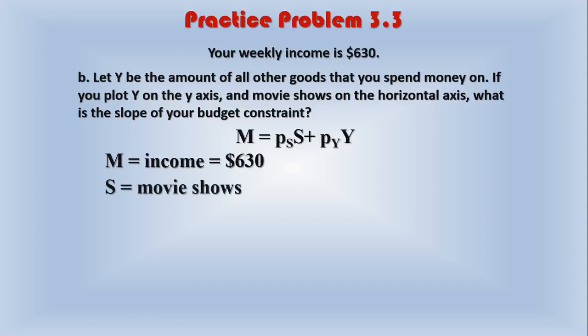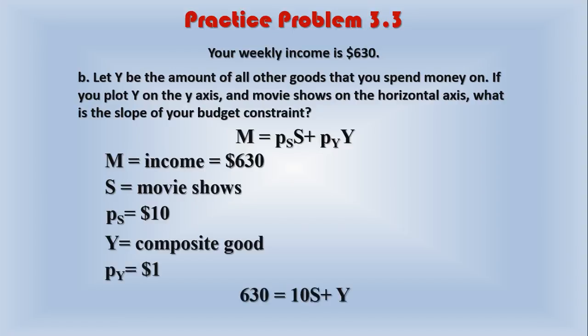Income is $630, movie shows are S, price of S is $10, Y is a composite good, price of Y is $1. So we can plug these in and we can get this expression here, and then we can solve for Y in terms of S to get our slope-intercept form of the line. And so the coefficient on the S variable here is going to be then the slope of the budget line, which is going to equal -10.